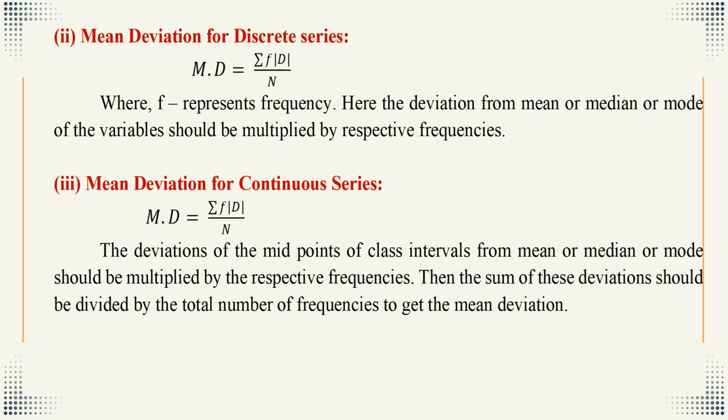From each class interval you should consider the mid value: 0 to 10 means 5, then 15, 25, like that. The deviation should be taken from the mid value, and the minus sign should not be considered. All values should be taken as positive, and then the frequency should be multiplied.